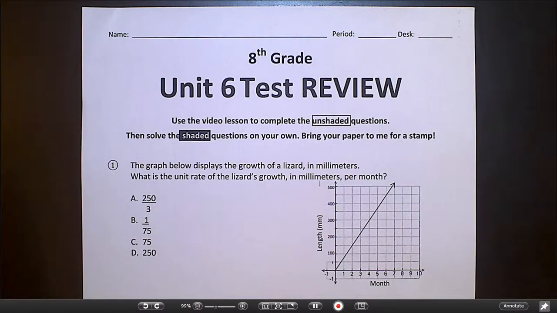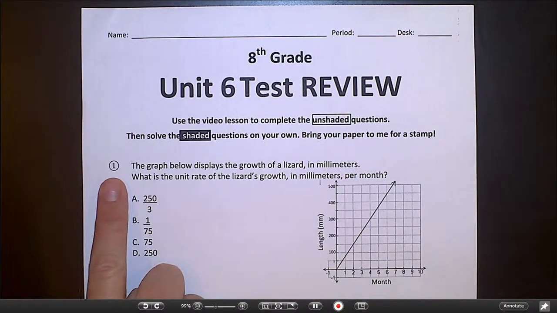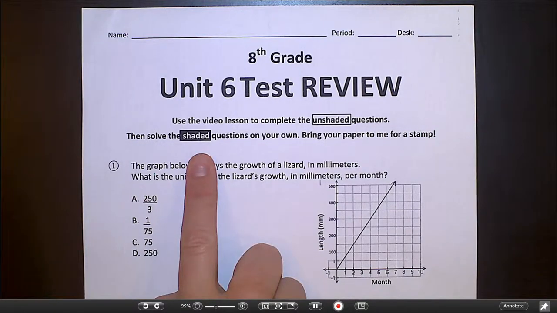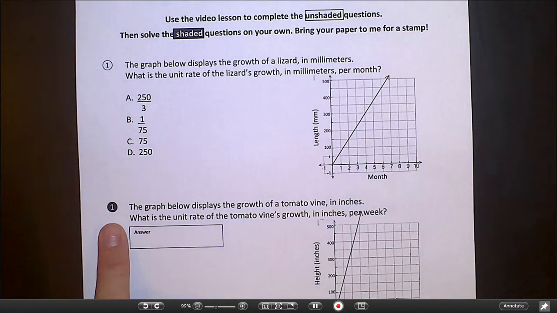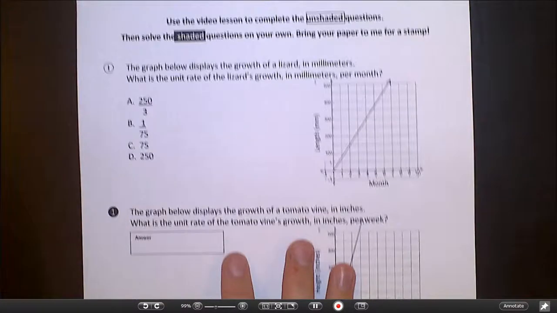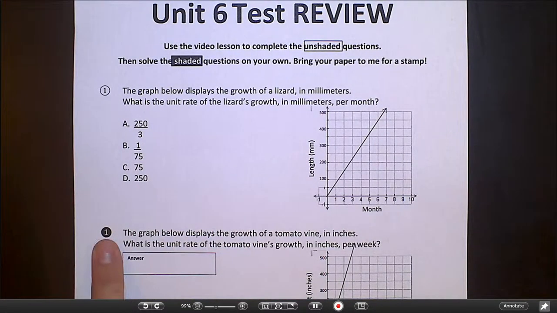You'll notice that there are 2 of each numbered question. So you're going to use this video to complete the unshaded questions, and we're talking about the numbers here. So the unshaded questions I'm going to do with you on the video, and then the shaded questions that follow right underneath you're going to do on your own. And so we'll do number 1 together, then you'll pause the video and do the shaded number 1 on your own, and then you'll bring your paper to me or to Ms. Holliday for your stamp. And that's how you're going to get your grade.